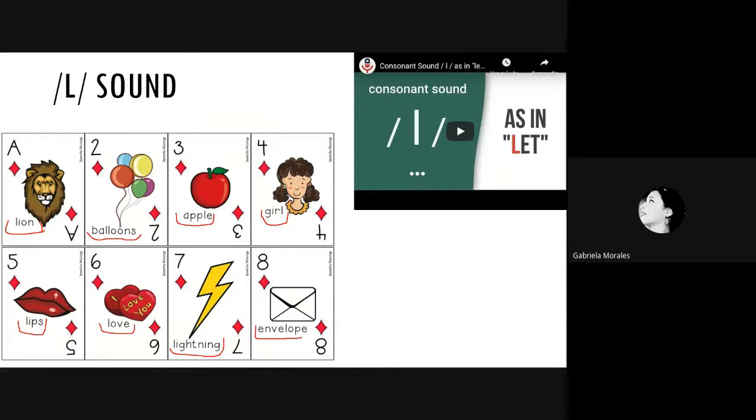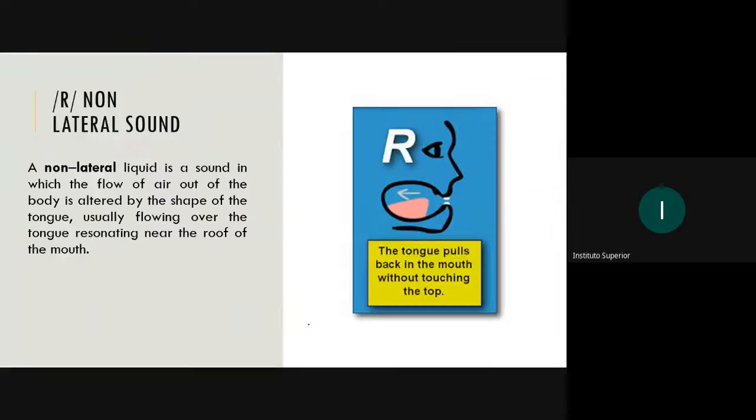Okay, and this one: beloved, below, beloved, below. Okay, good. This sound is easy because it is so similar to our L sound in Spanish. This is very easy. And this one.